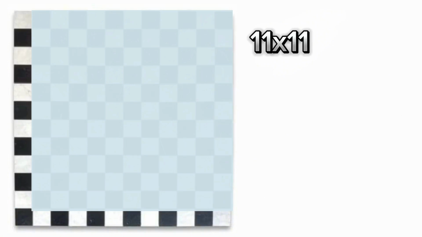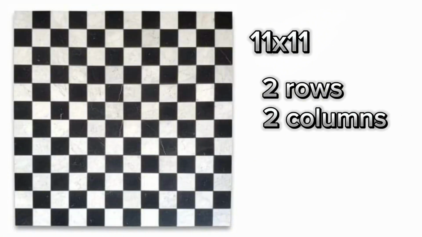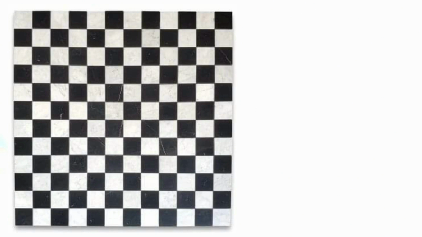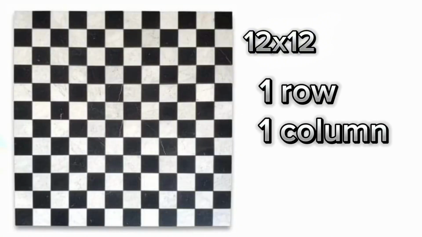Our journey extends to 11 by 11 squares. This involves 2 rows and 2 columns, thus 2 squared, resulting in 4 squares. We reach the grand culmination with the 12 by 12 squares. In this case, there's only 1 row and 1 column, therefore 1 squared, yielding a total of 1 square.